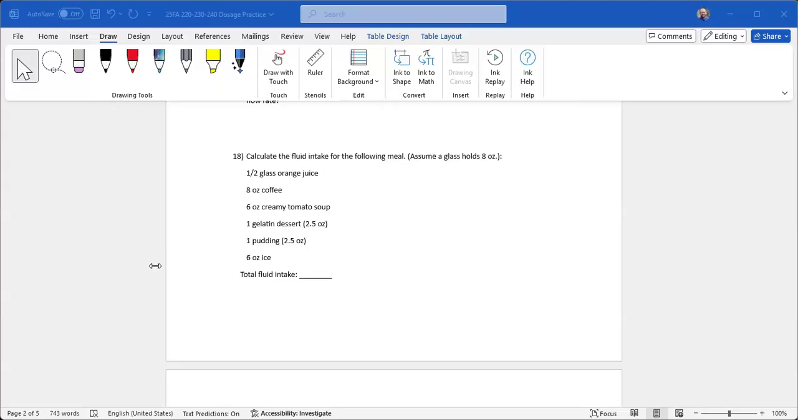Okay, perfect. The gelatin, I knew that used to be the one they tried to trick us on, and I knew you had to include that. But with the pudding, I was like, wait a minute. So I just wanted to double check.